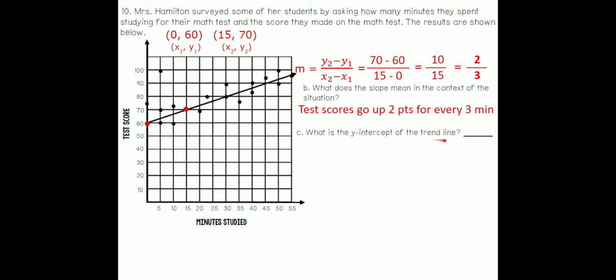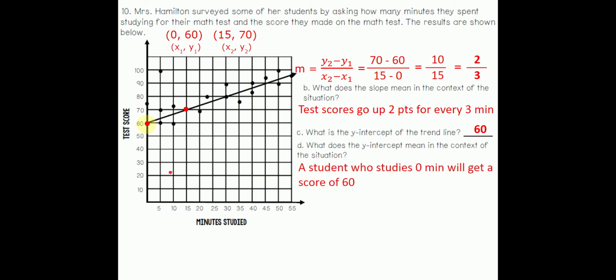What is the y-intercept of this trend line? The y-intercept is right over here, and it looks like it's 60. So what does a y-intercept mean in the context of this situation? Well, it says that a student who hasn't studied at all, studies 0 minutes, could be expected to get roughly a score of 60.